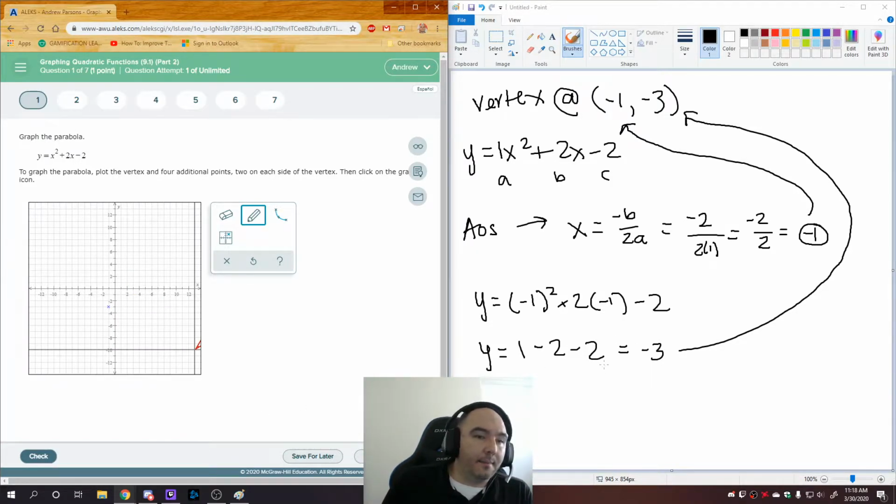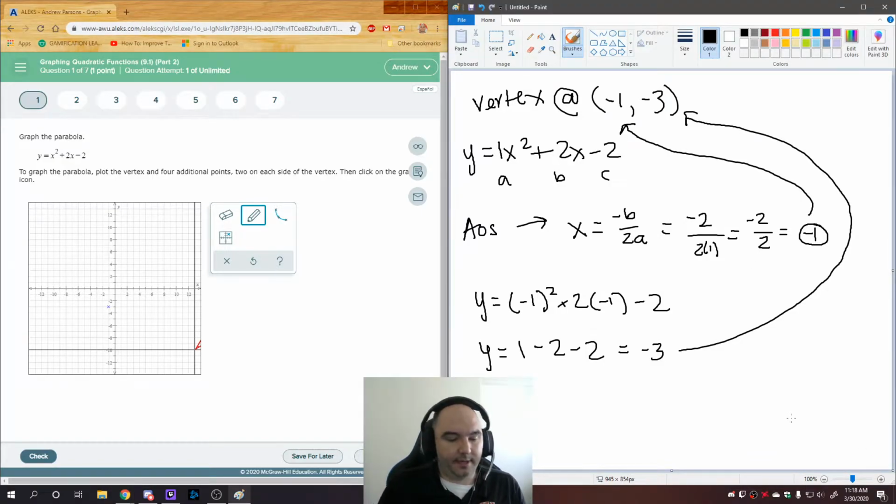But wait, I need 2 points on each side of the vertex. So here's the deal. The x value of the vertex was negative 1, so I need to plug in 2 x values that are less than negative 1 and 2 x values that are more than negative 1. That's going to require me to do a little bit of a table here. So I'm going to delete this stuff on my paint here.